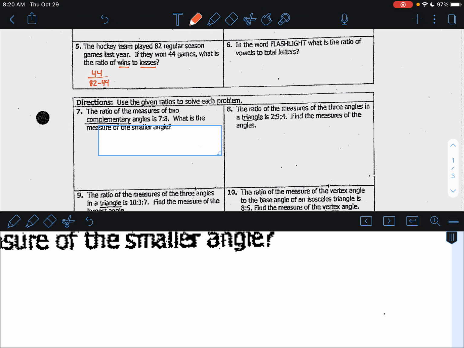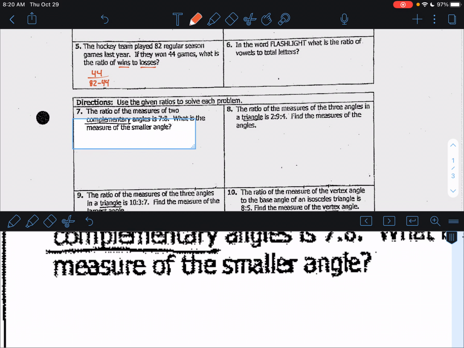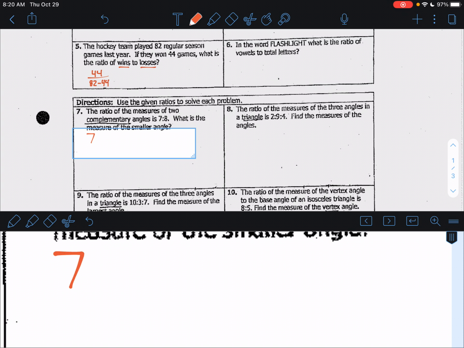Let's see. For numbers 7 through 12, I'm going to help you guys set some of these up. For number 7, the ratio of the measures of 2 complementary angles is 7 to 8. Complementary means they add to 90 degrees. So this is the type of problem where we're going to do 7x plus 8x equals 90. And that's how you would set up number 7.